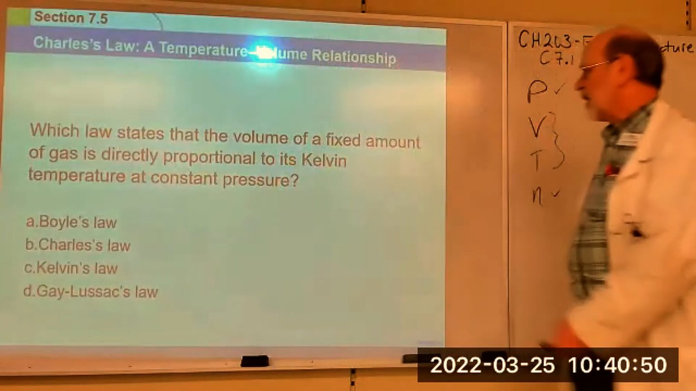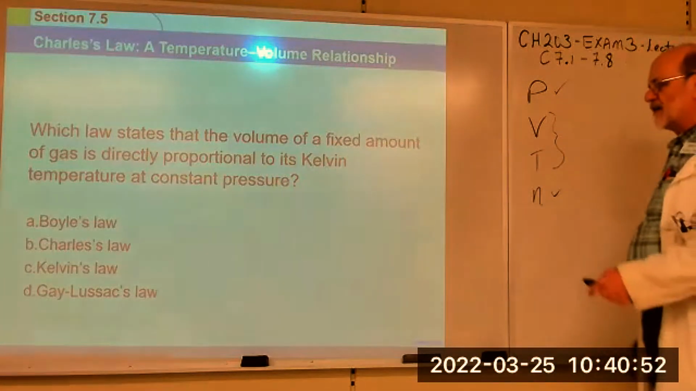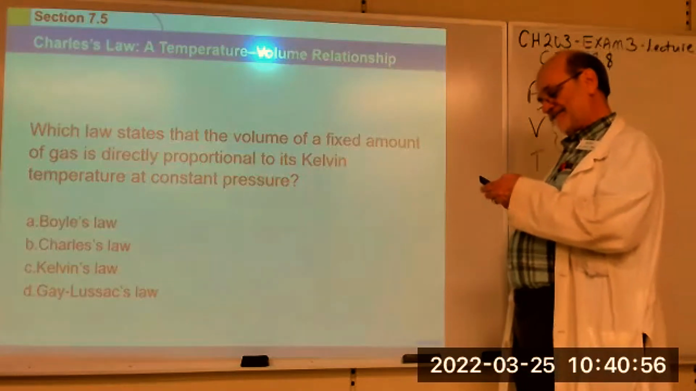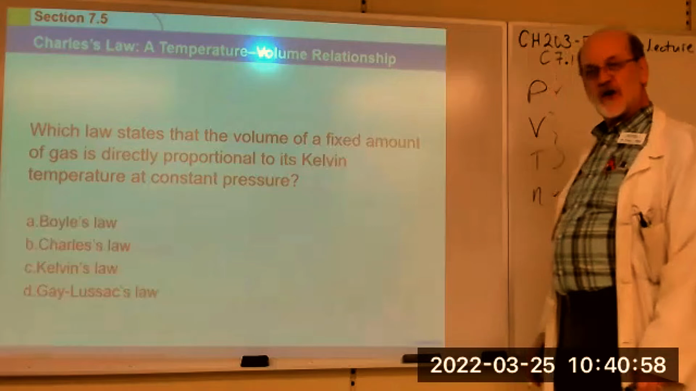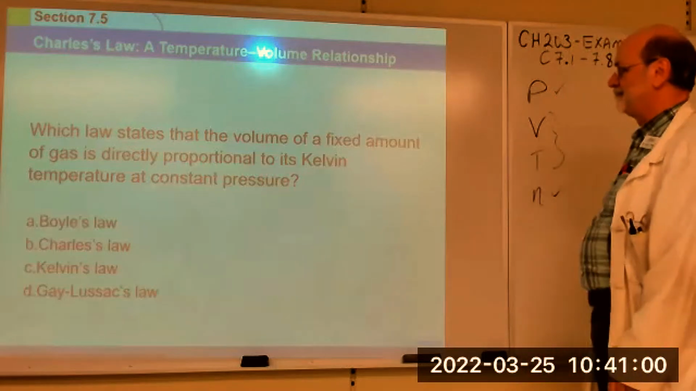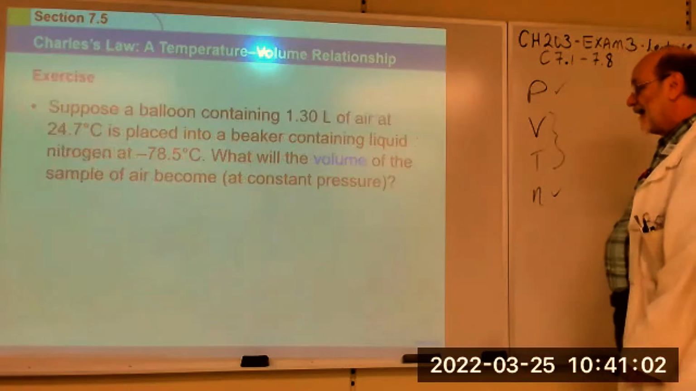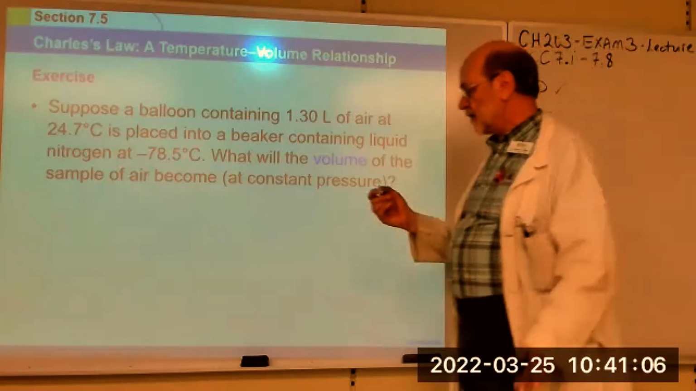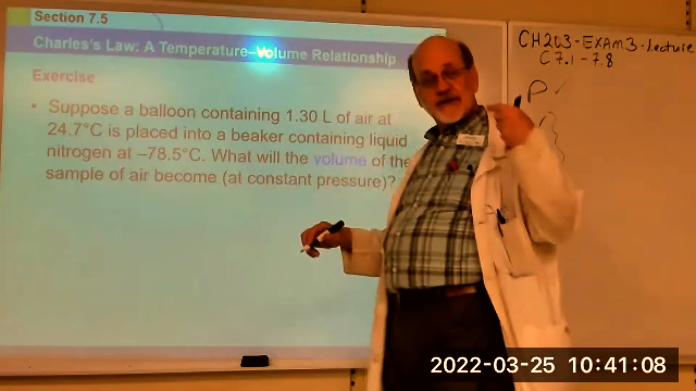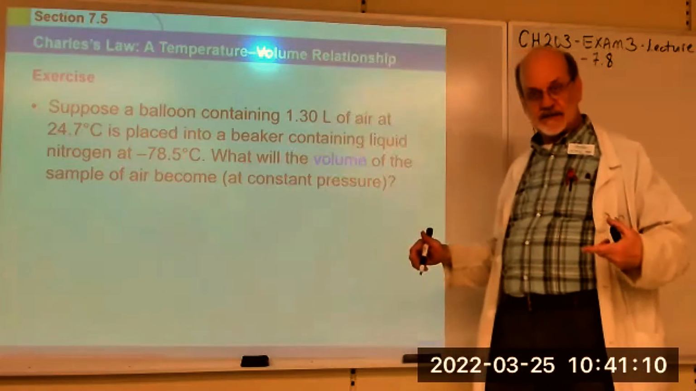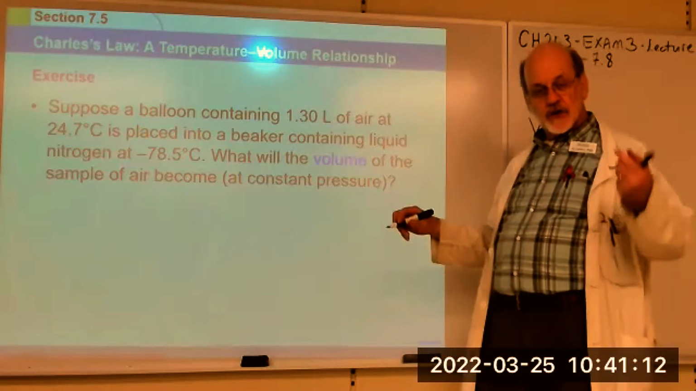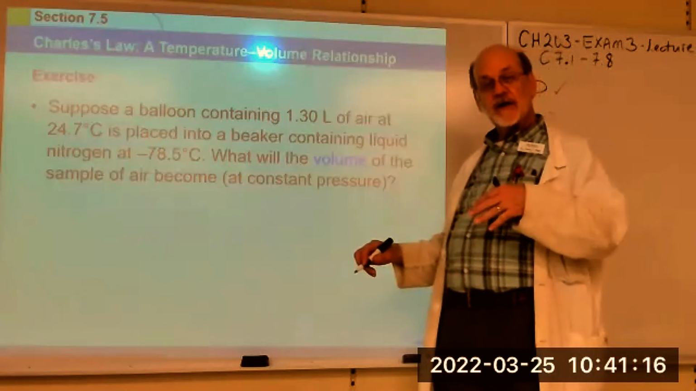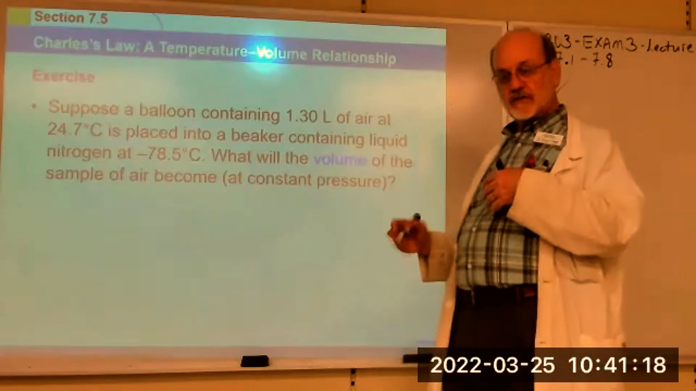Okay. Which law states that the volume of a fixed amount of gas is directly proportional to its Kelvin temperature at constant pressure? That would be Charles' law. Okay, here's an example. And we do the same thing here as we've done before. First, you have to decide what type of problem this is. Do you know the before conditions and the after conditions? If you do, then you can use that special version.